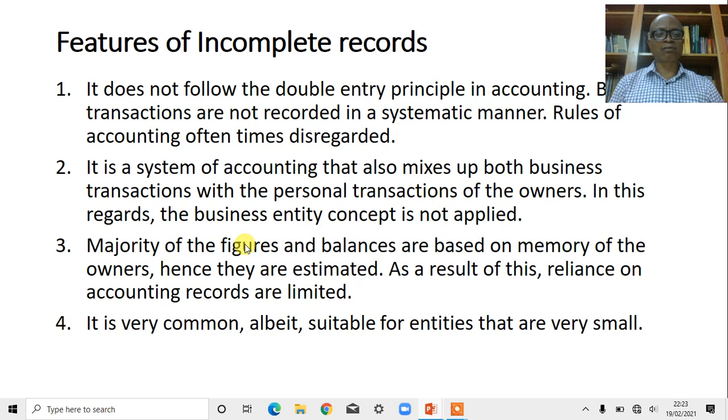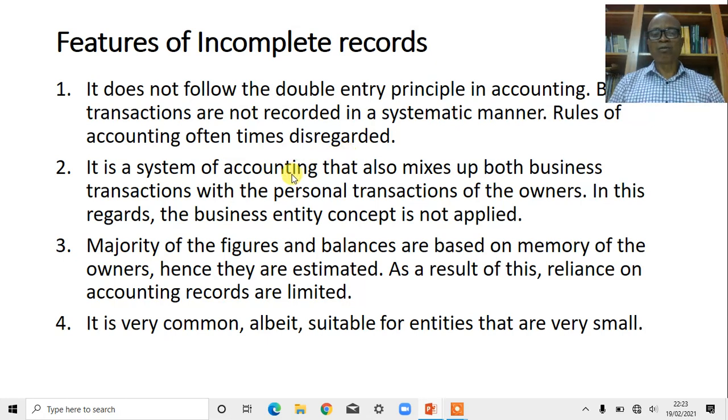Now, let's look at the features of incomplete records. What are the features of incomplete records? Number one, it does not follow the double entry principle of accounting. So what does that mean? It means that records of transactions are not being made in a very systematic manner. Rules of accounting are disregarded as much as possible.